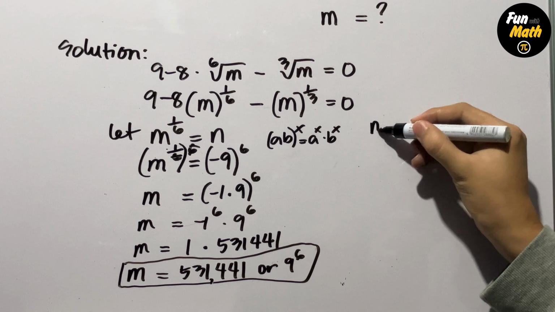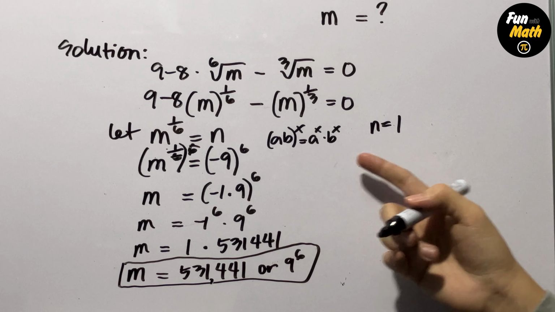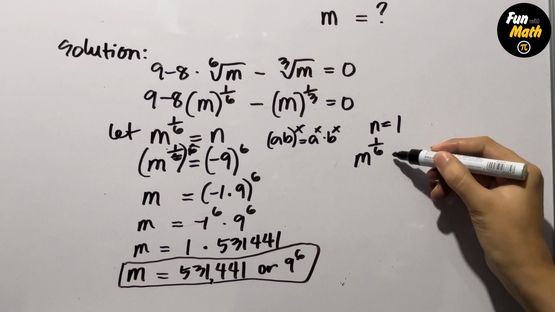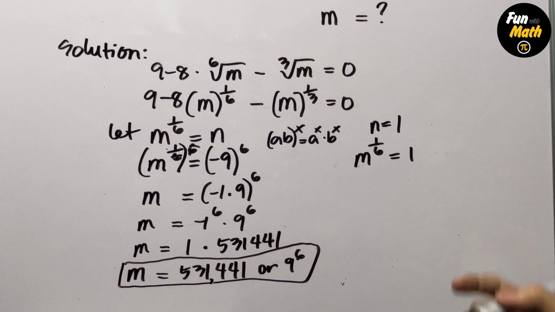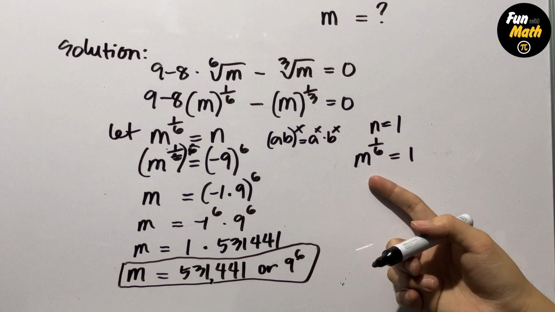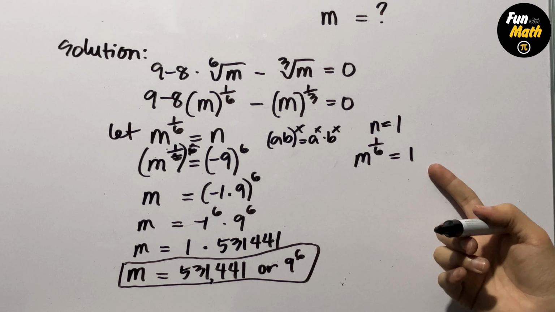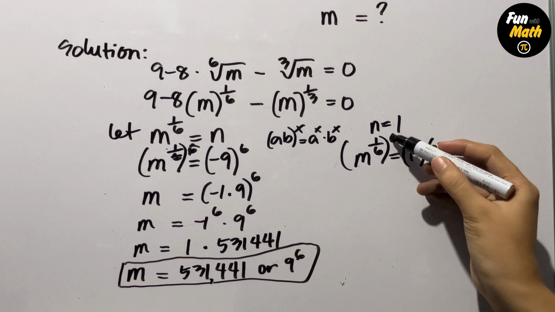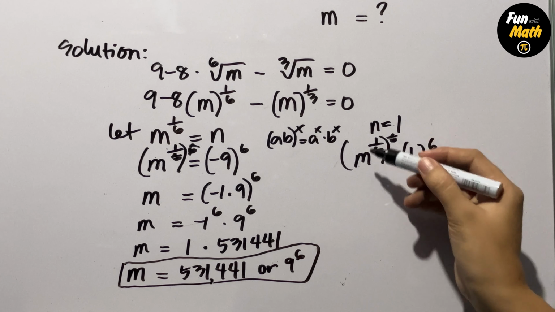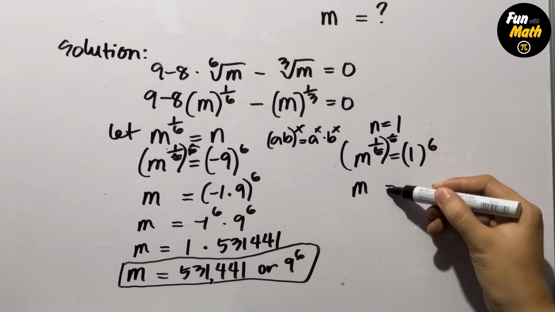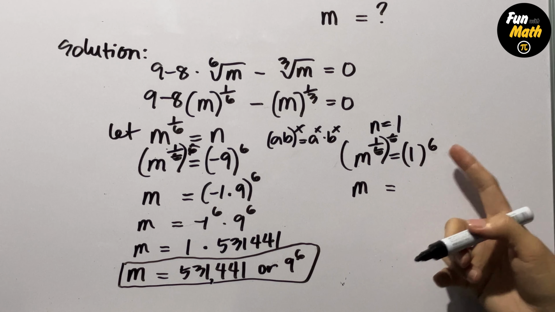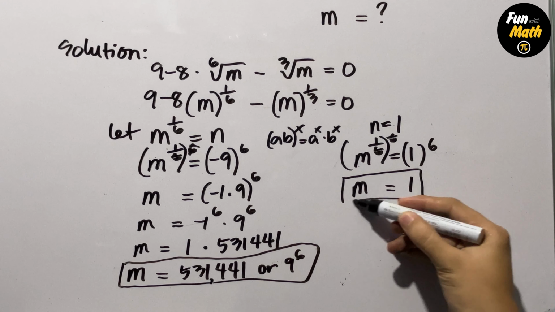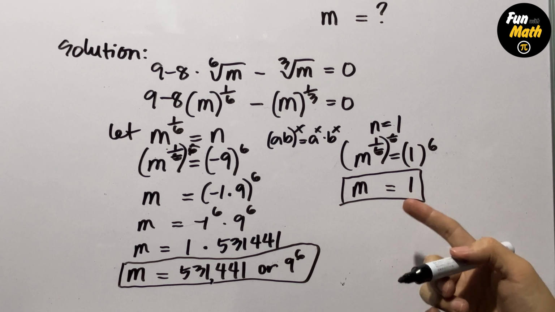Another value of n is positive 1. So this is m to the power of 1 over 6 equals 1. And then same, let's raise both sides to the power of 6. So we can cancel 6 and 6. So here we are left with m equals 1 to the power of 6, which is just equal to 1. So this is the second value of m, which is equal to 1.